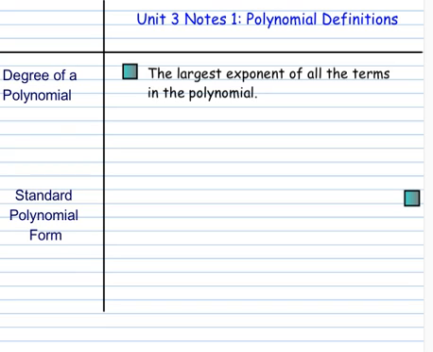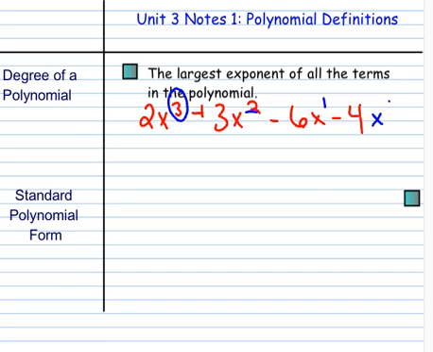So, in that last example, I wrote down 2x cubed plus 3x squared minus 6x minus 4. The degree of the polynomial, the largest exponent of all the terms, would be right here. That's 3. That's a degree of 3. This is 2. This is 1. This is actually x to the 0.